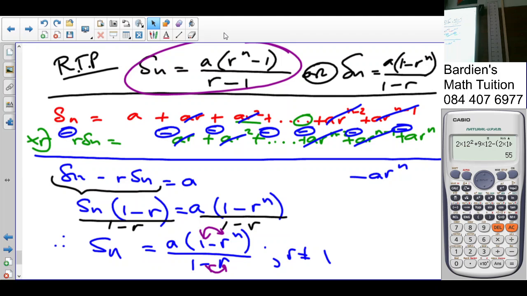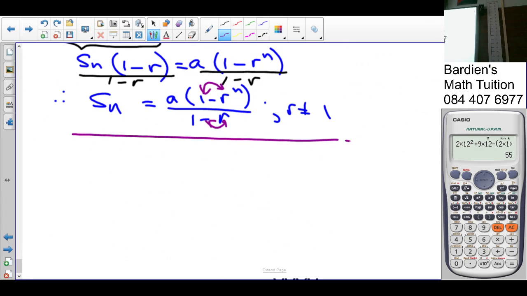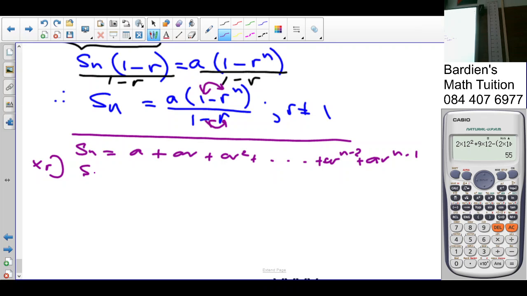Could you do the cancelling process? Yes. Where? On top. Okay. So remember at this point we had Sn is equal to a plus ar plus ar squared and so on, ar^(n-2) plus ar^(n-1). Not so? So what did we do? We multiplied this whole line by r. So we got rSn.